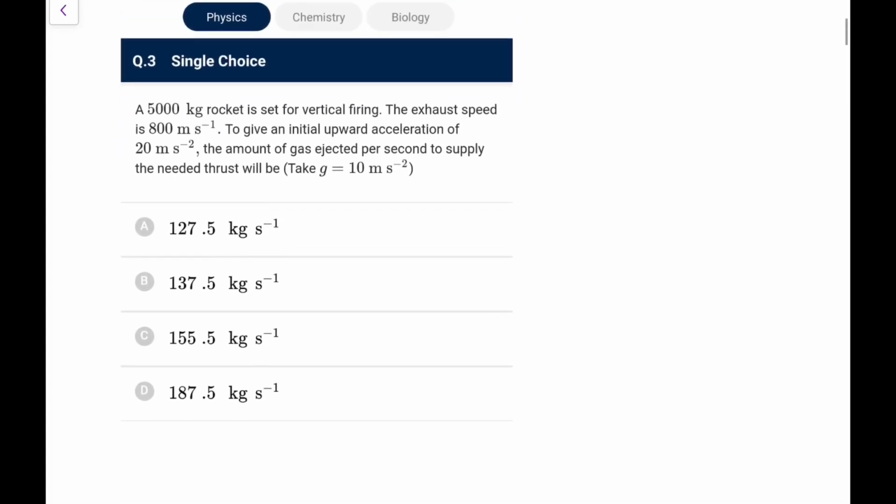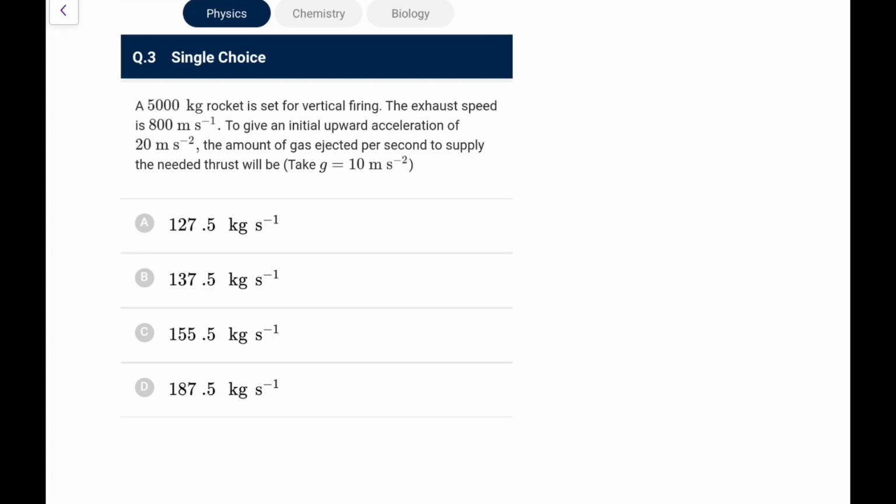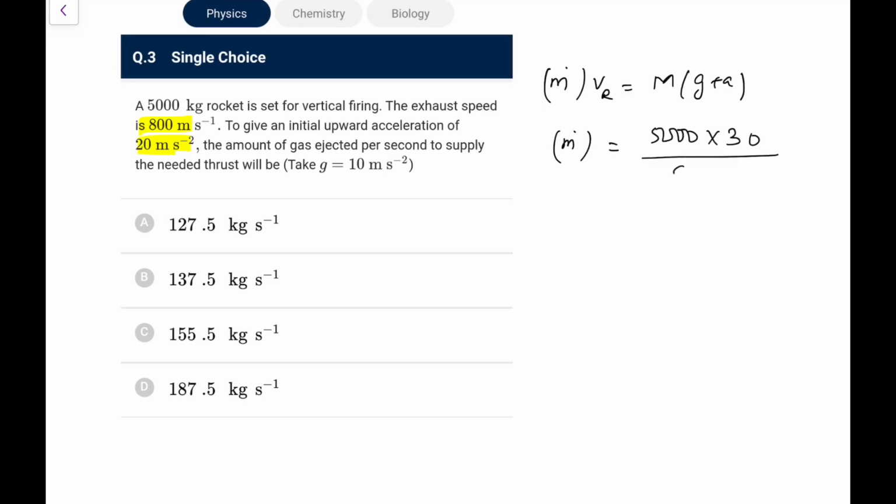Next one: a 500 kg rocket is set for vertical firing. Exhaust speed is 800 to give an initial upward acceleration of 20. The amount of gas ejected, let it be m dot. So m dot into v relative would be equal to m(g plus a), because mg will also be acting downward, so that the thrust force minus mg is ma. So that m dot, or the mass ejection rate, would be m is 500, g plus a becomes 30, and this v relative is 800. So these two zeros go. What we are left with is 50 into 3, that is 1500 by 8.